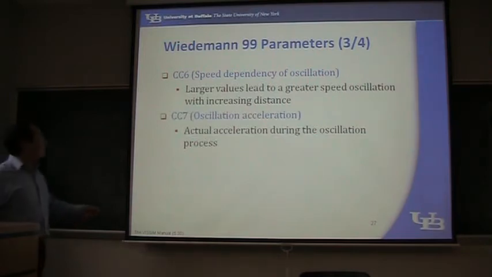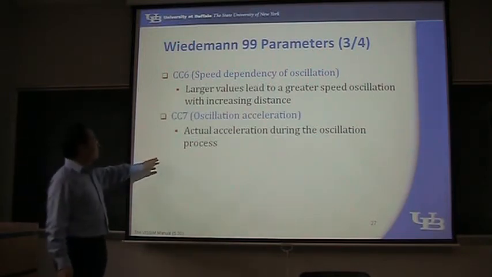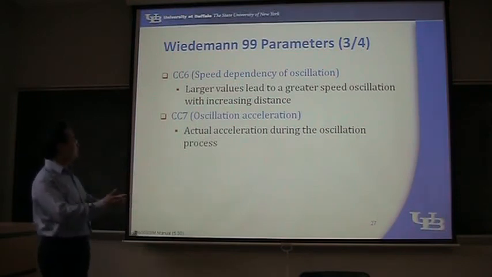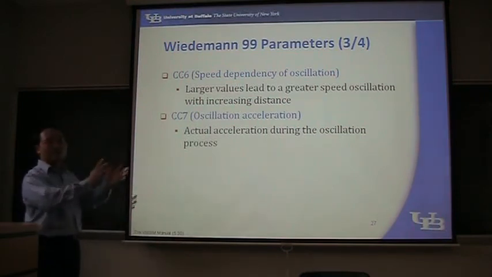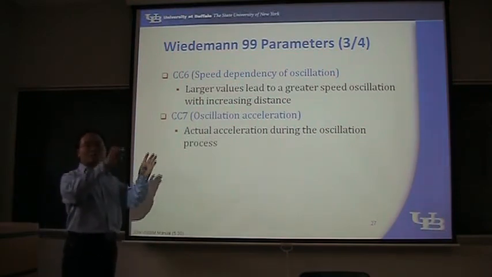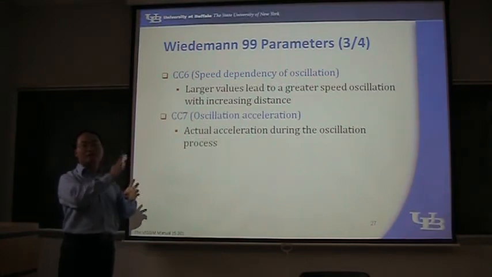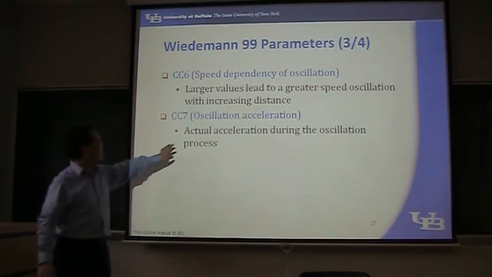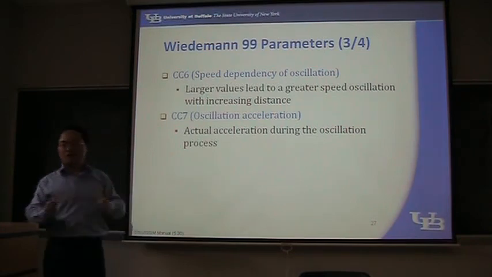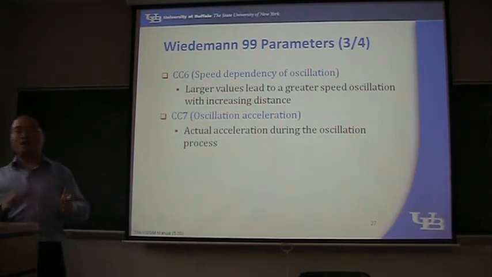Now, CC7 is the oscillation acceleration. This is the actual acceleration during the oscillation process. So within the car following, the white area, the vehicle starts to oscillate. This is the acceleration when the vehicle enters the following stage.